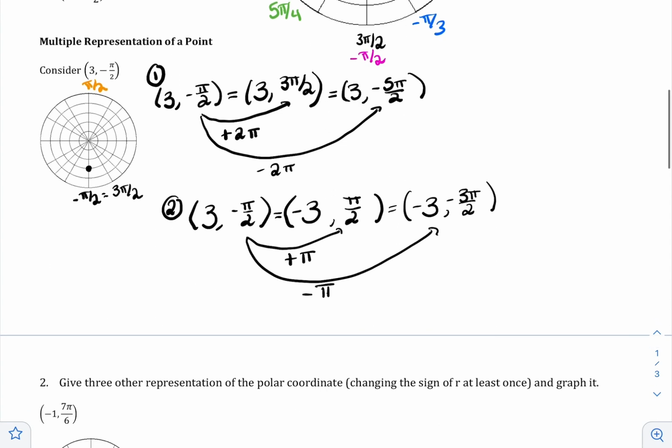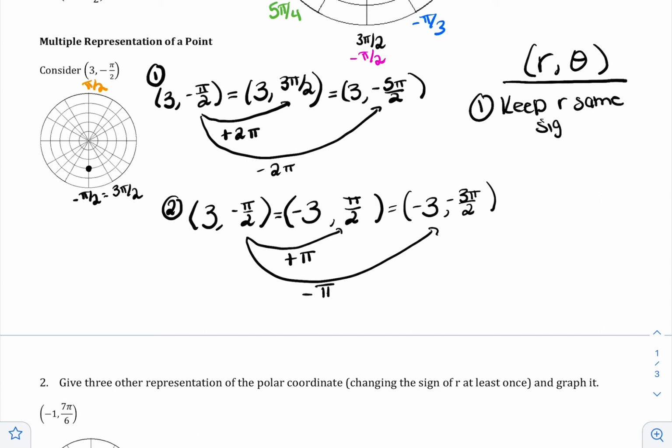Very simple. If you have the point r comma theta, the way that you do multiple representation is, one, if you want to keep r the same sign, then you do theta plus or minus 2 pi. So if you want to keep r the same, you have to find coterminal angles. So you add or subtract 2 pi.